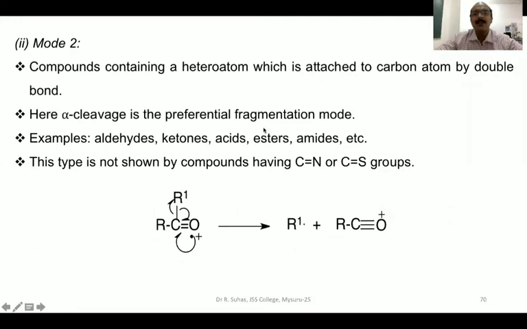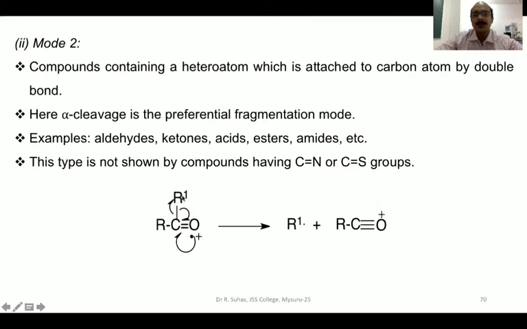Here alpha cleavage is the preferential fragmentation mode, and mode 2 cleavage is shown by different classes of organic compounds having aldehydic, ketonic, acidic, ester or amide functional groups, but this mode 2 cleavage is not seen in C double bond N or C double bond S groups. So here the heteroatom is connected to carbon by a double bond. This type of compound shows mode 2 cleavage.